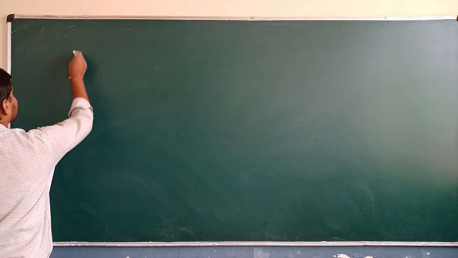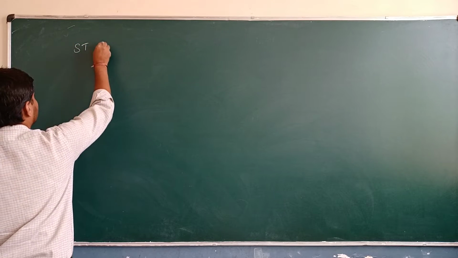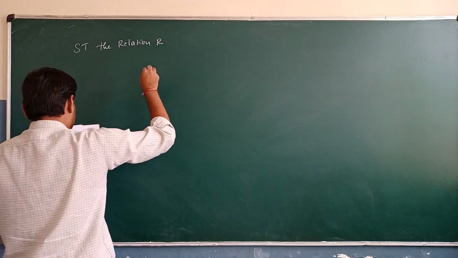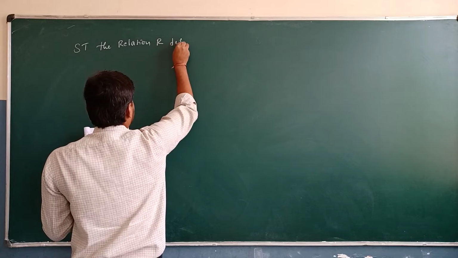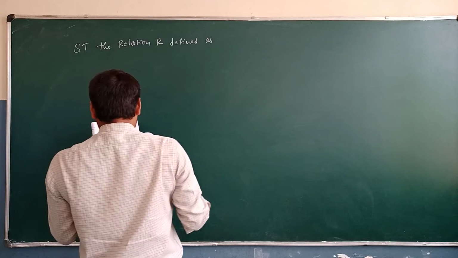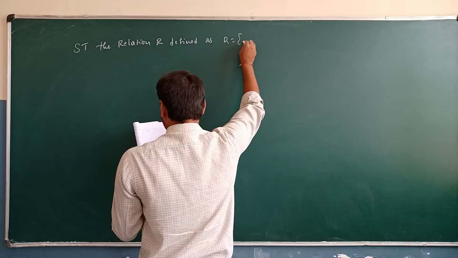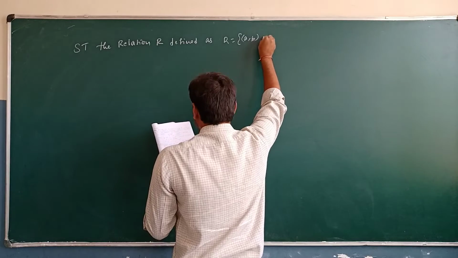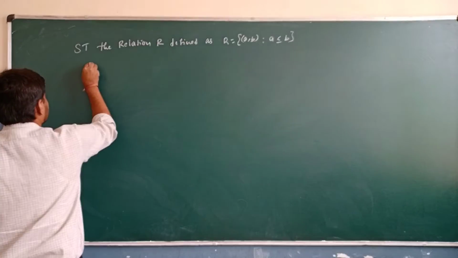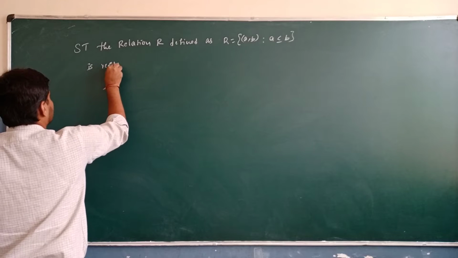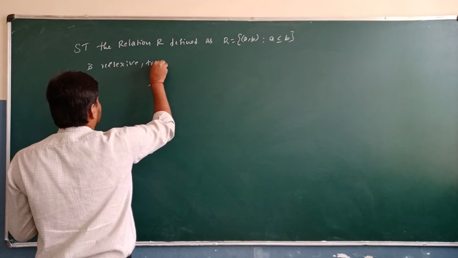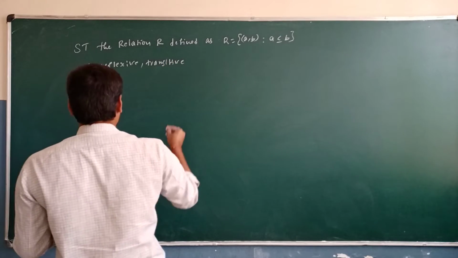So next one is: show that the relation R defined as R = {(a, b) such that a is less than or equal to b} is reflexive and transitive but not symmetric.